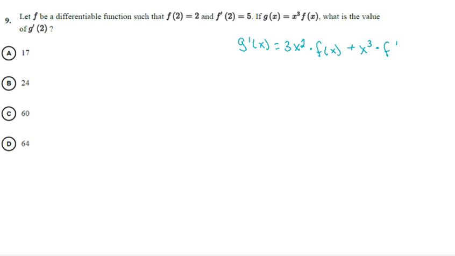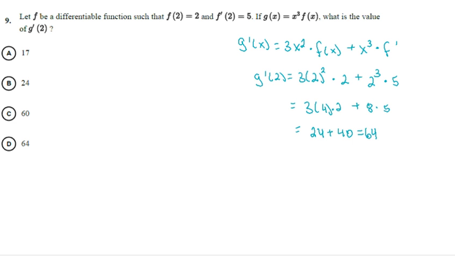And we're looking for g prime at 2. So g prime of 2 is going to be 3 times 2 squared times f of 2, which is 2, plus 2 cubed times f prime of 2, which is 5. So that's 3 times 4 times 2 plus 8 times 5 gives us 24 plus 40 equals 64. All right, nice fun little problem there.